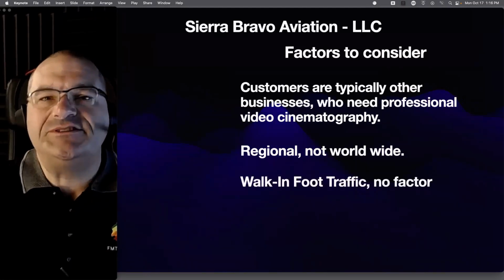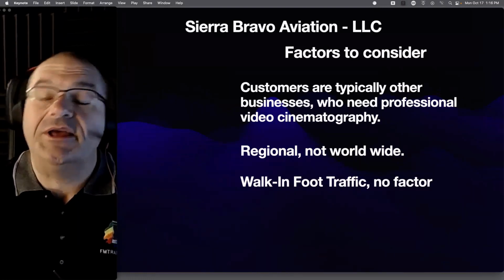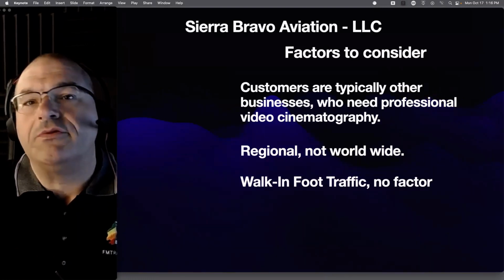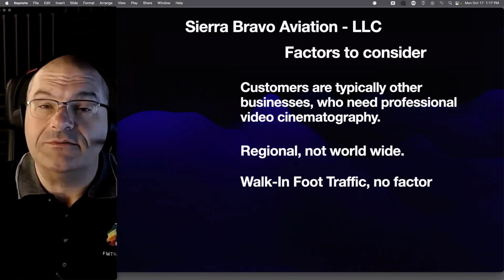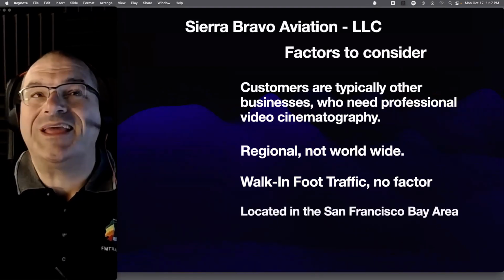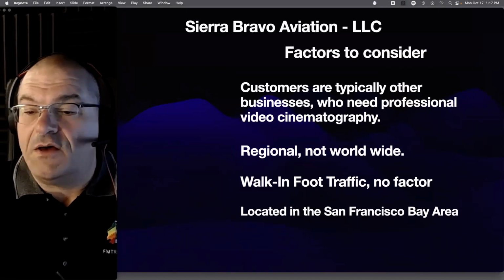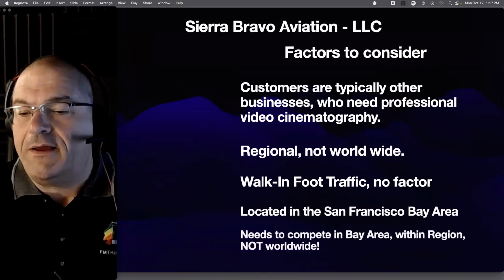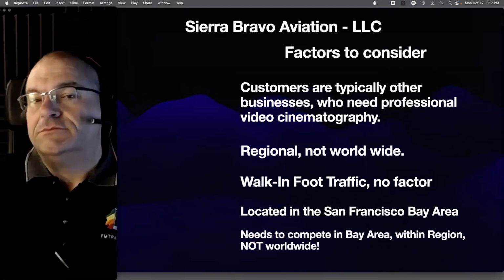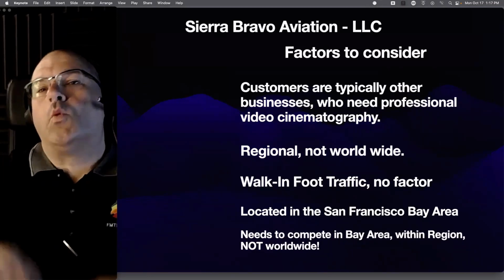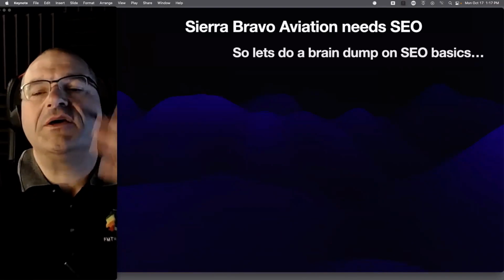So for these guys, business to business, regional, walk-in traffic's not a concern. No one's going to come in there and say, yeah, we'll pay you $4,000 an hour, $3,000 an hour, whatever their hourly rate is, to shoot 8K video from a helicopter. Once again, like I said, it's not cheap. In fact, the camera on the front of the helicopter is worth more than the helicopter is, if that tells you how expensive the camera is. So these folks happen to be located in the San Francisco Bay Area. So they need to compete on Google in the Bay Area, but not worldwide or nationwide. That's an important consideration. So we come to the conclusion they need some SEO.